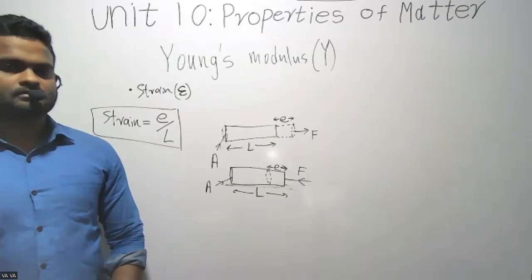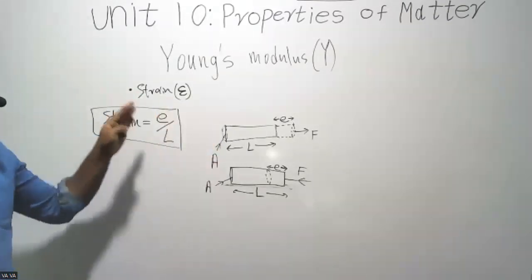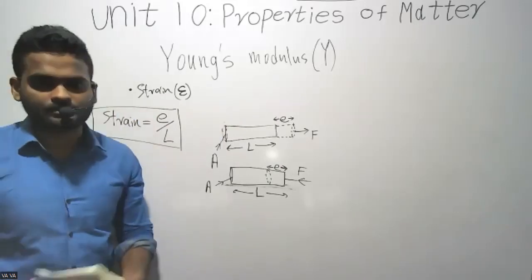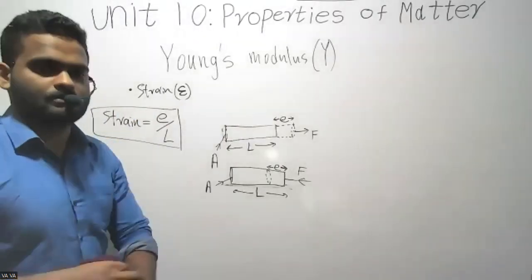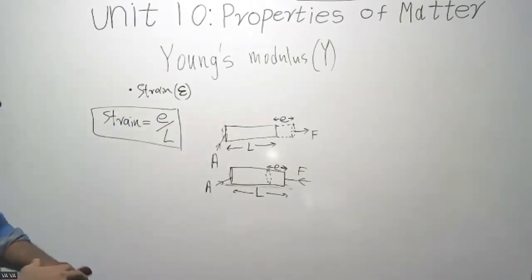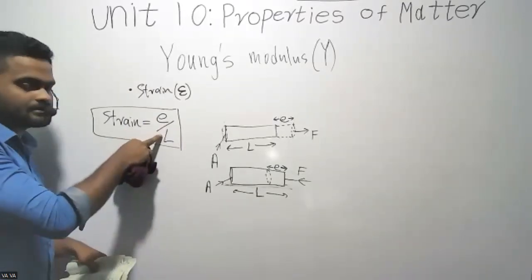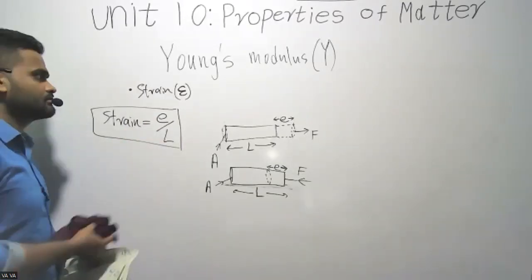Okay, so these two are the main two things, stress and strain. Stress is force divided by area. Area means cross-sectional area. And strain is extension divided by original length. Capital L is original length.